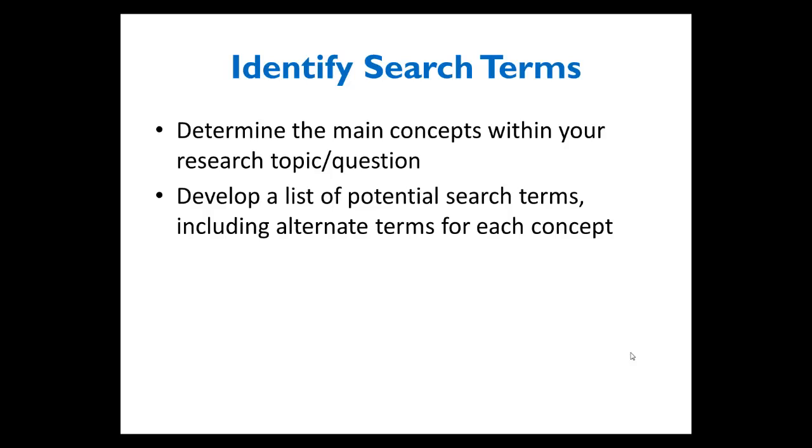In this next section, I'll be talking about preparing for your search and developing an effective search strategy. Your research question can be used to establish a search strategy. So one of the first things that you'll want to do is determine the main concepts within your research topic or question. Based on this, you will develop a list of potential search terms. So you want to identify the most important terms in the search. And in addition to that, it's very important to develop a list of alternate terms that you might want to use for each of those concepts. So these will be either synonyms or related terms that are similar to the concept.